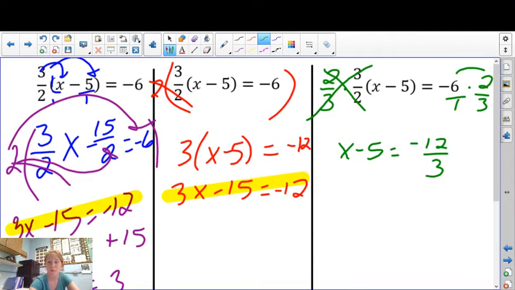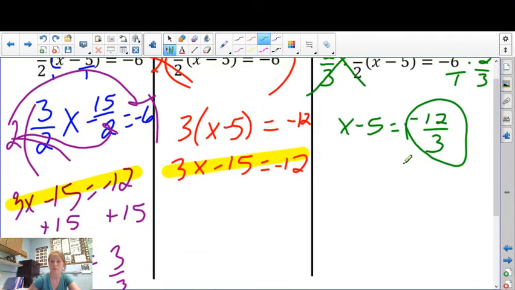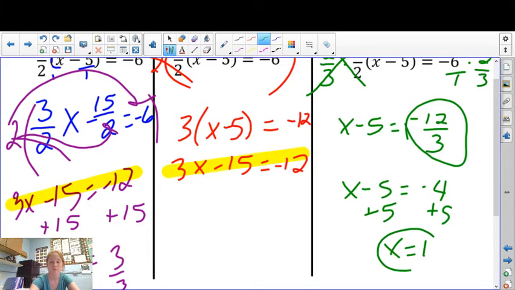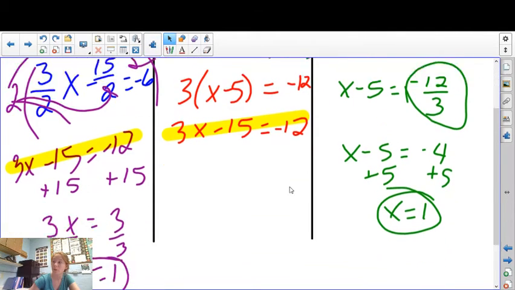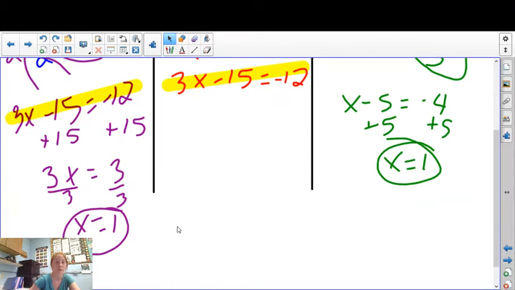Well, hey, we've been working with fractions a little bit. We know we can reduce him. -12 divided by 3, well, that's just 4, and it's going to be negative 4 because it was negative 12. So to solve, simply add 5. X is still equal to 1. Same problem. 1, 2, 3 different ways to approach it, and we got the same answer every time.